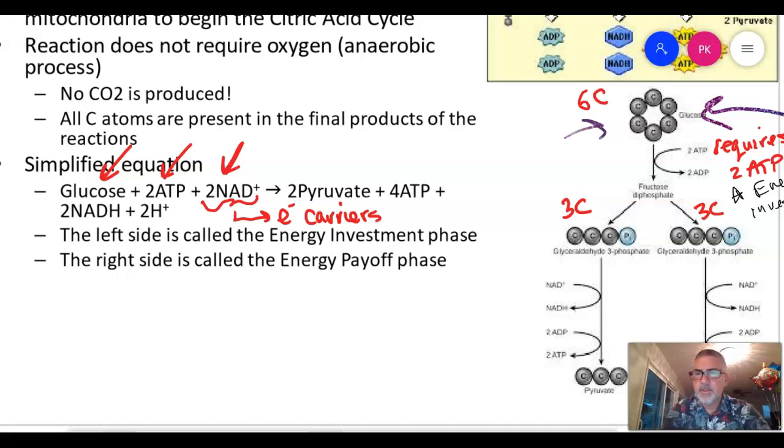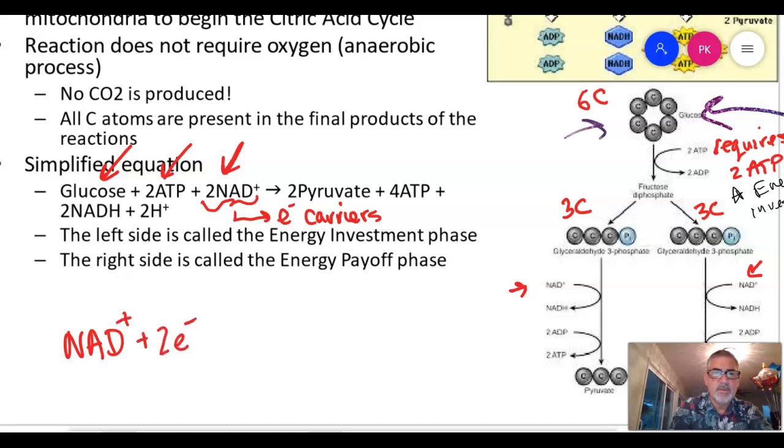I'm going to use those electrons, right? So I get my NAD here, I got another NAD over here, and I'm going to make NADH. So NAD positive plus 2 electrons becomes NADH, right? So I'll add a hydrogen on there, and 2 electrons, and those 2 electrons are stored right there.